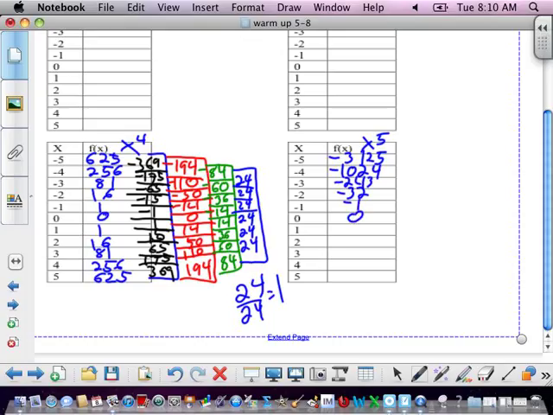0, I get 0. 1, I get 1. 2, I get 32. 3, I get 243. 4, I get 1,029. And 5, I get 3,125. Okay, this is to the 5th power. How many differences do we think? 5, I've said it before.